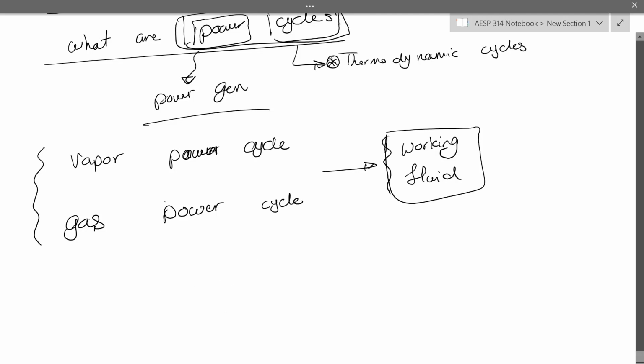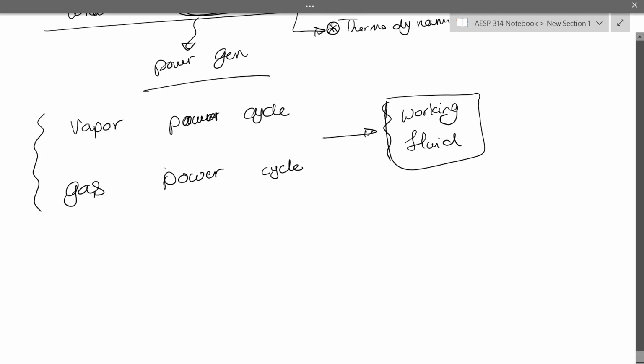Okay, so where were we? Power cycles. Okay. So power cycles are cycles that use vapor, or liquid in general that changes its phase to vapor, as working fluid, and gas cycles are cycles that use gas as their working fluid.